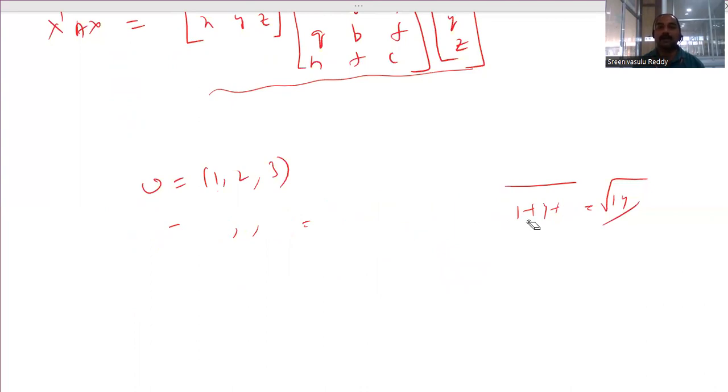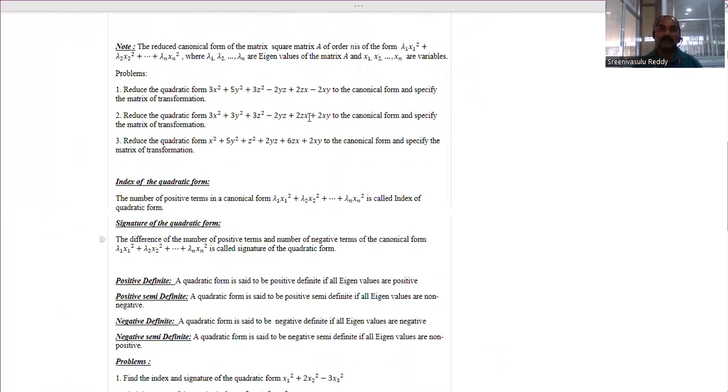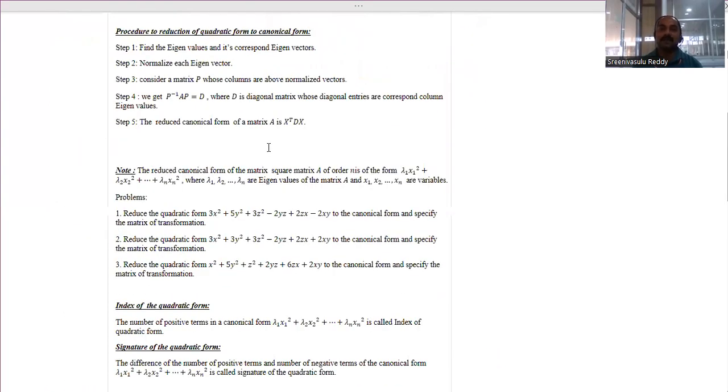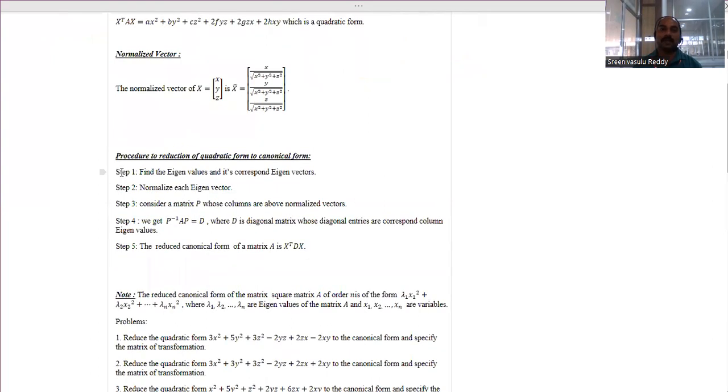As I already mentioned, you can take either row wise or column wise. A vector usually is a single row or single column. In matrix theory, a vector means a single row matrix or column matrix. Here I am taking column wise because the textbook follows the convention that a vector means a column vector. X bar means x divided by the square root of x square plus y square plus z square. This is called the normalized vector of x.